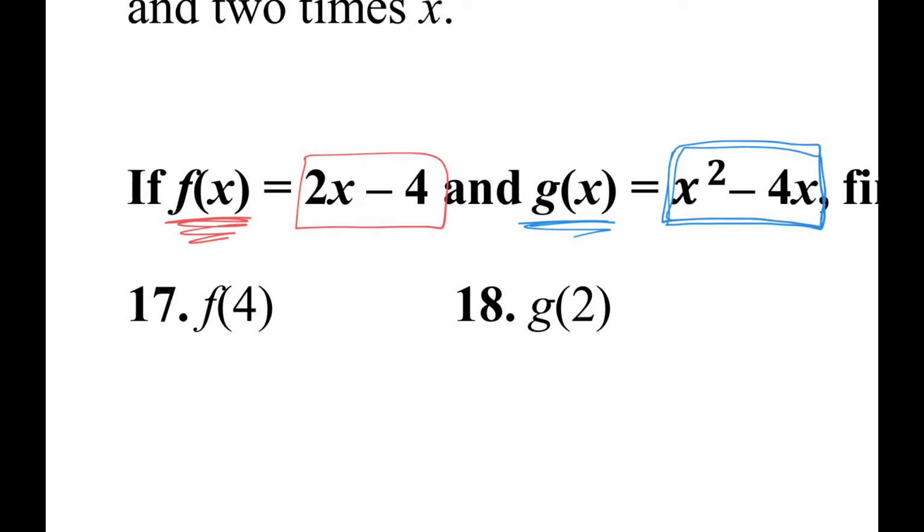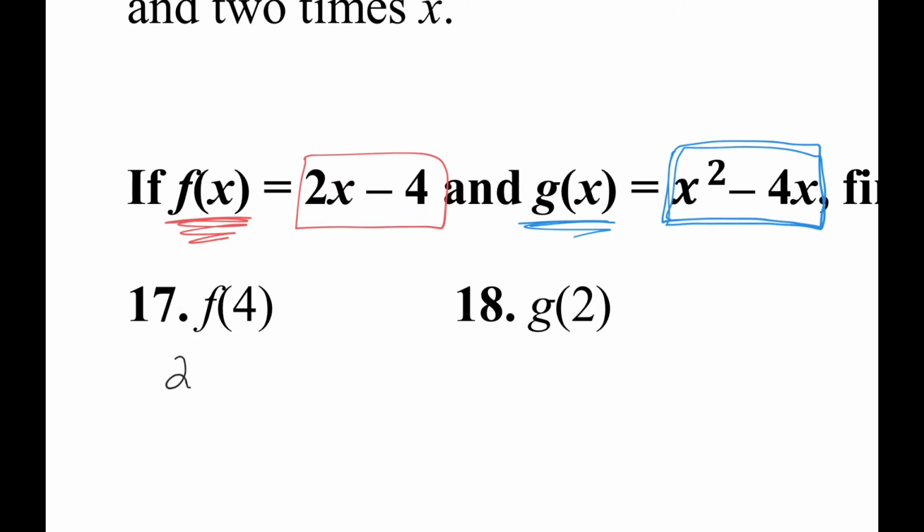So when you guys want to evaluate, you guys want to find the value, and look at 17, we have f of 4. So that is the number you're going to substitute into the function. Your input is going to be 4, or your domain. That's another word for input. Now the function we need to use is the f. So here, f is 2x minus 4. So I'm going to use that.